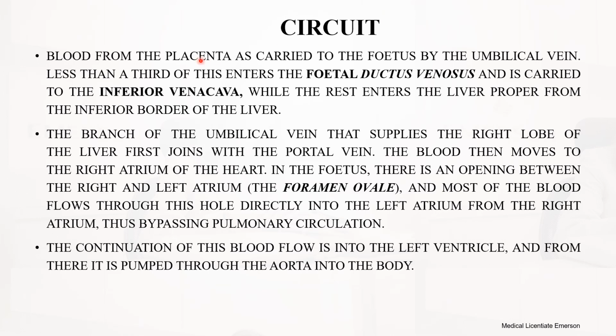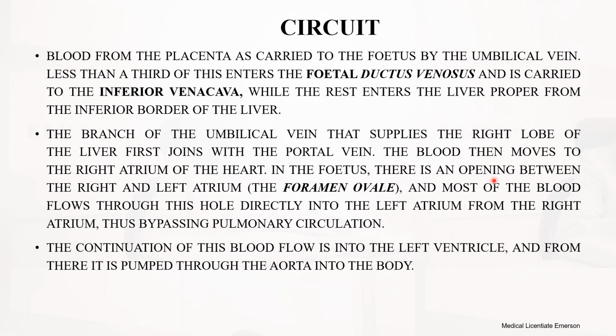Okay, then the circuit. The blood from the placenta is carried to the fetus by the umbilical vein. Less than a third of this enters the fetal ductus venosus and is carried to the inferior vena cava, while the rest enters the liver proper from the inferior border of the liver. The branch of the umbilical vein that supplies the right lobe of the liver first joins with the portal vein. Then the blood moves to the right atrium of the heart in the fetus.